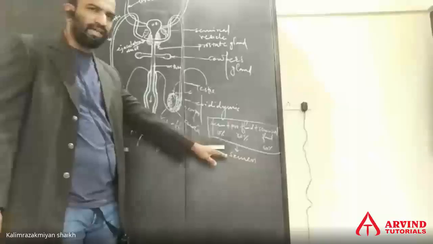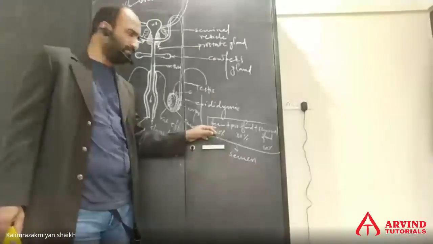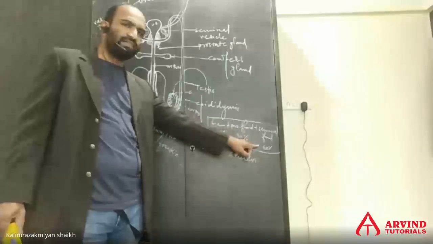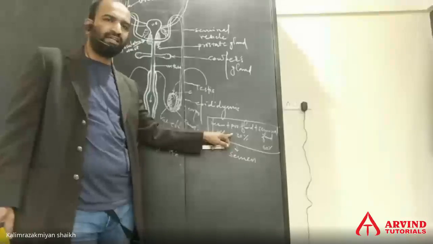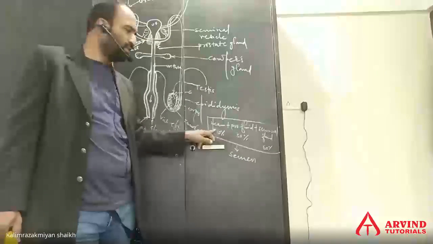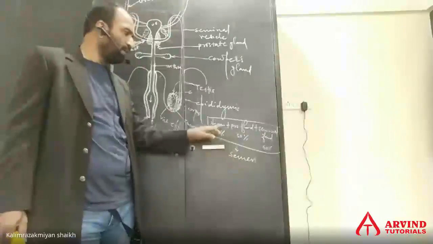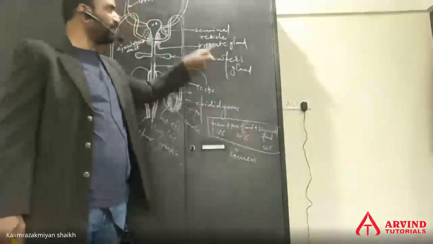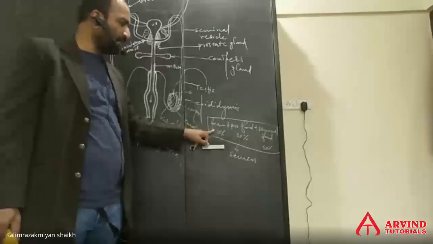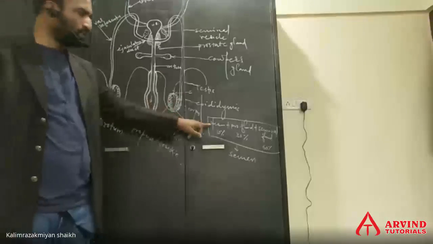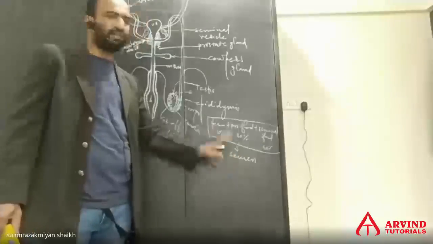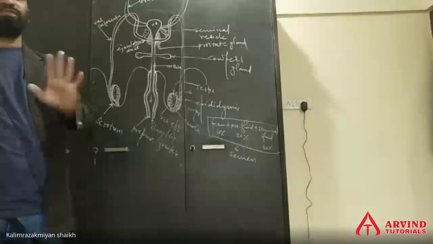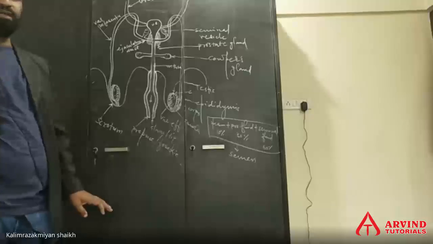So what do you mean by semen? Semen is the composition of sperm, prostatic fluid, and seminal fluid. Seminal fluid is 60%, prostatic fluid is 30% and sperm is 10%. This is the composition of semen. Prostatic fluid is secreted by the prostate gland, seminal fluid by the seminal vesicle, and sperm is produced by the testes. Sperm, prostatic fluid and seminal fluid collectively are called semen. This semen passes through the urethral passage into the female genitalia. So this is the male reproductive system.